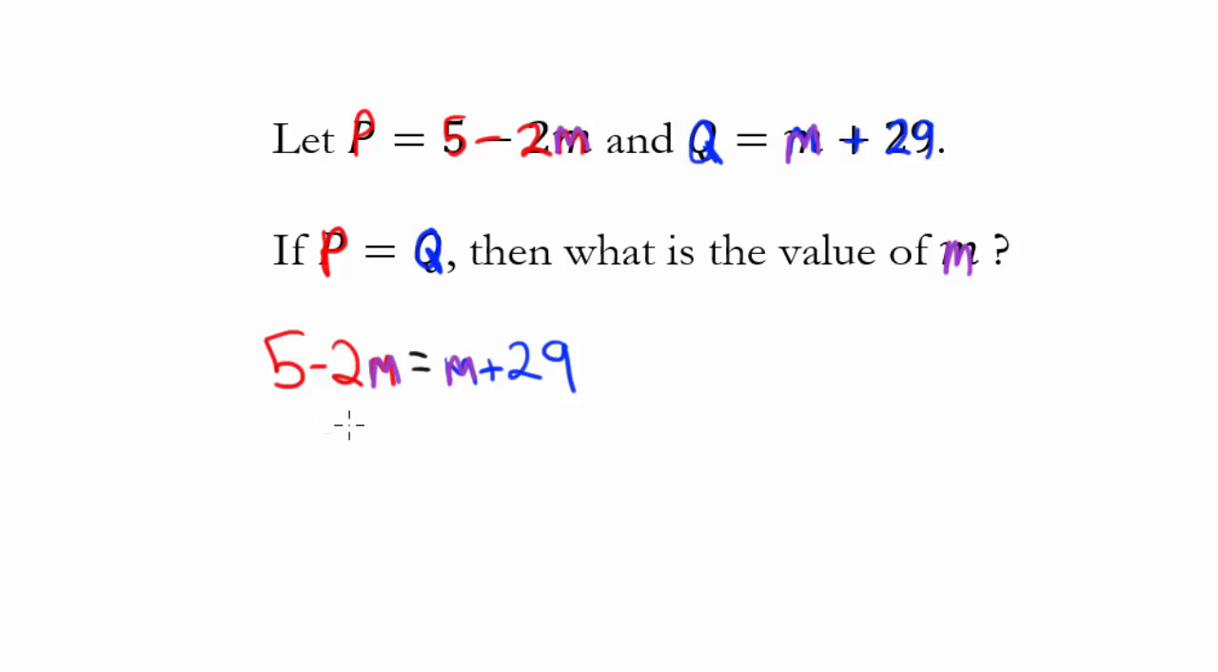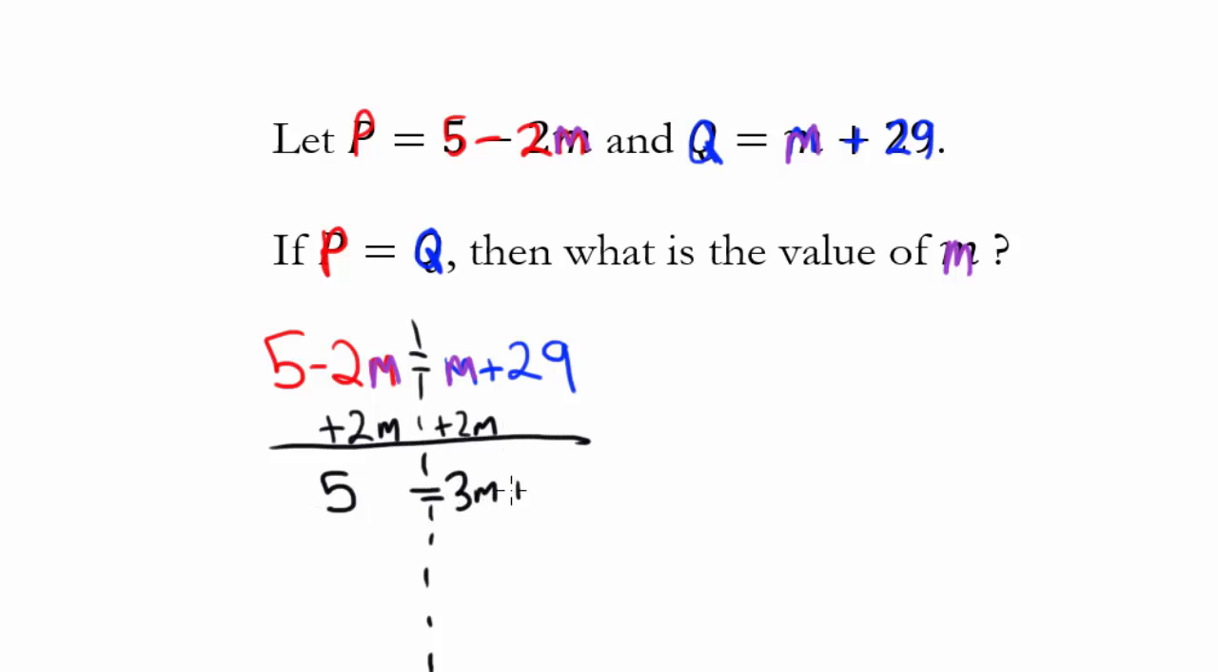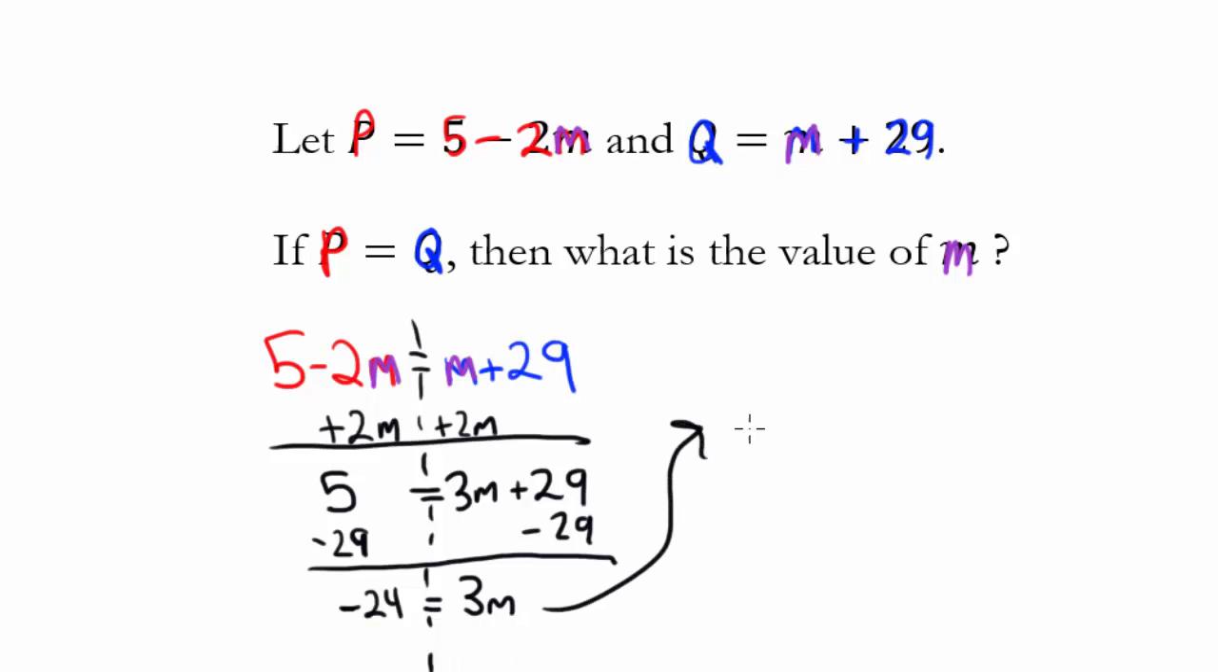Let's add 2m to both sides so we can get the m's all on one side of the equation. I like to draw my dotted line. I end up with 5 on this side equals 3m plus 29. Let's subtract 29 from both sides. Basically a pretty simple two-step equation now. So I have 3m equals 5 minus 29, which is negative 24. Divide by 3, and you end up getting that m equals negative 8. And that is how you solve this problem.